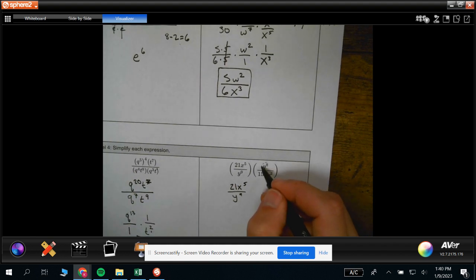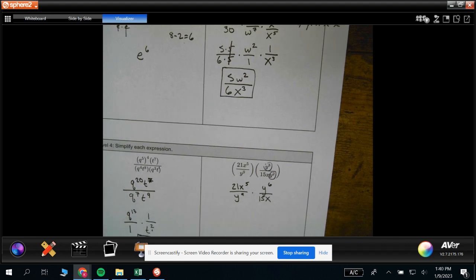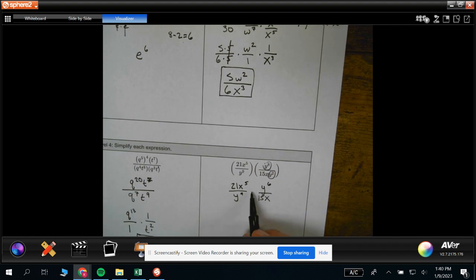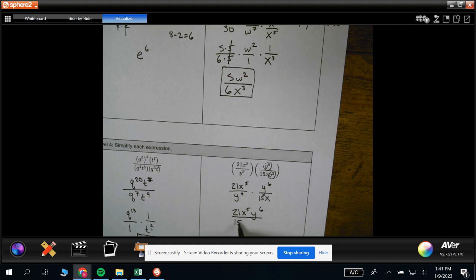I see y to the 8th, and I see y squared. 8 minus 2 is 6. There are 6 y's left on the top over 15x. Now, because they're being multiplied together, we can multiply them all together here to get 21 x to the 5th, y to the 6th, over 15 x, y to the 9th.